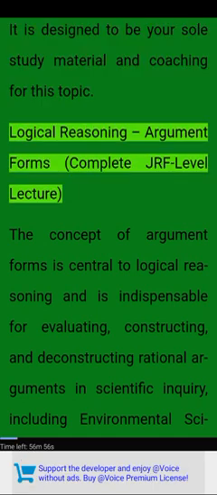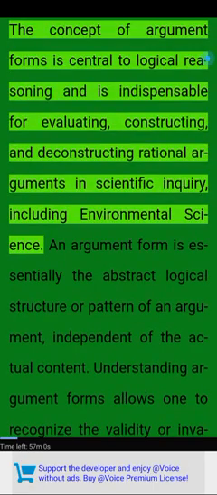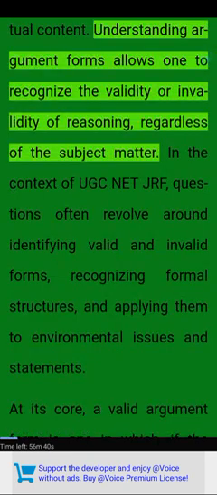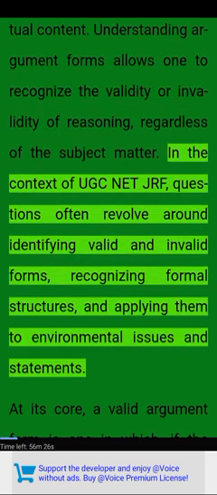Logical reasoning, argument forms, complete JRF level lecture. The concept of argument forms is central to logical reasoning and is indispensable for evaluating, constructing, and deconstructing rational arguments in scientific inquiry, including environmental science. An argument form is essentially the abstract logical structure or pattern of an argument, independent of the actual content. Understanding argument forms allows one to recognize the validity or invalidity of reasoning, regardless of the subject matter. In the context of UGC NET JRF, questions often revolve around identifying valid and invalid forms, recognizing formal structures, and applying them to environmental issues and statements.